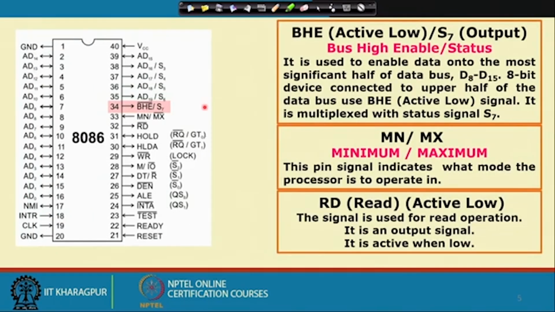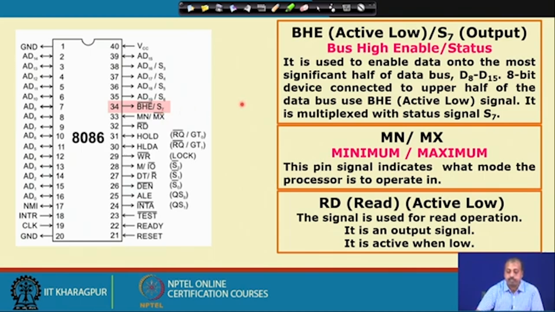Then there are some interesting lines, this BHE. It is an active low signal, bus high enable or status. It is used to enable data onto the most significant half of the data bus, that is D8 to D15. If you are trying to get the value on D8 to D15, then this BHE line should be made 0, and an 8-bit device connected to the upper half of the data bus uses this BHE signal. It is multiplexed with the status line S7.